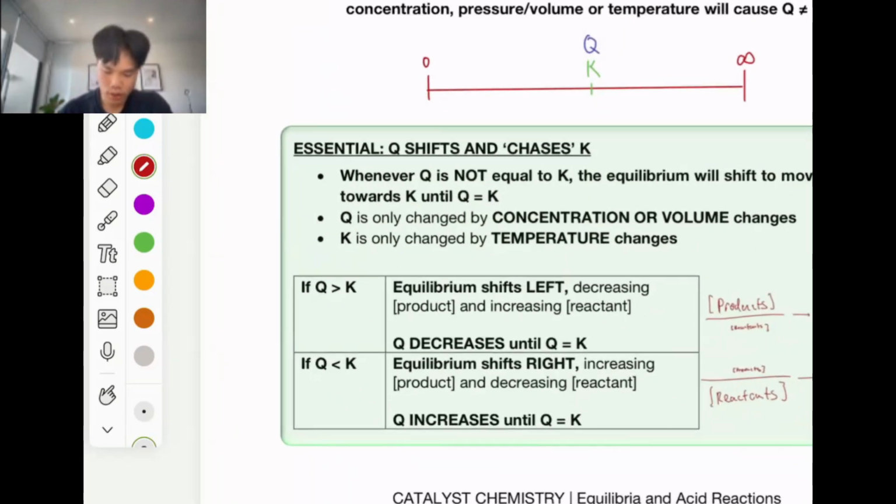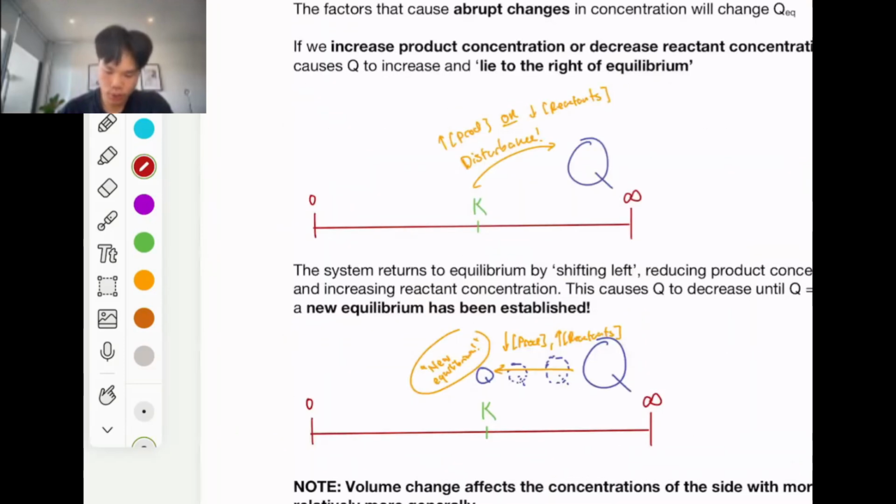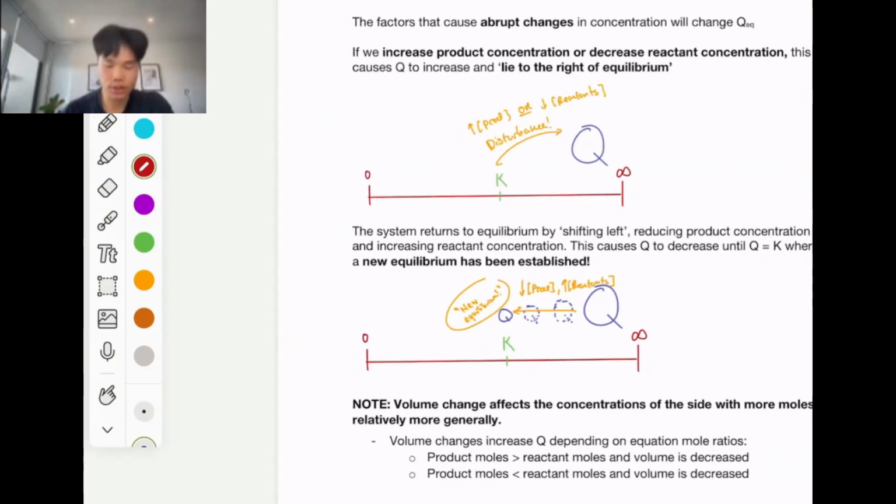Again, you can imagine it on a number line. If you change your Q by changing concentration or volume and pressure, your Q will no longer be equal to K, and your Q will always return to K to reestablish equilibrium. This is the maths behind every reestablishment of equilibrium. Q will return to K.